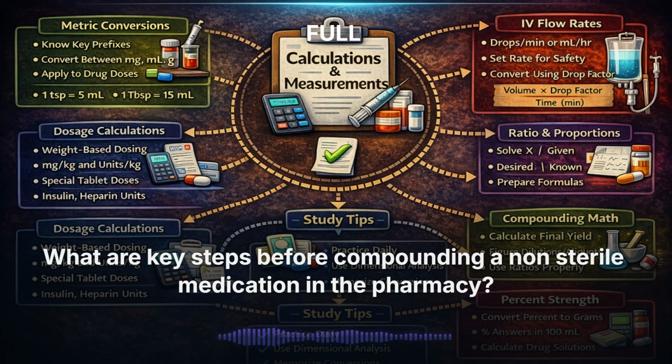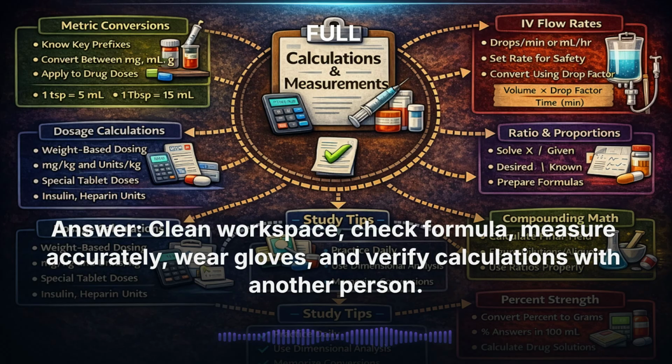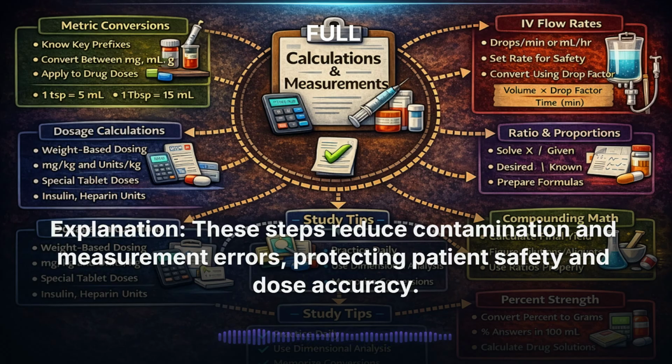3. What are key steps before compounding a non-sterile medication in the pharmacy? Clean workspace, check formula, measure accurately, wear gloves, and verify calculations with another person. These steps reduce contamination and measurement errors, protecting patient safety and dose accuracy.